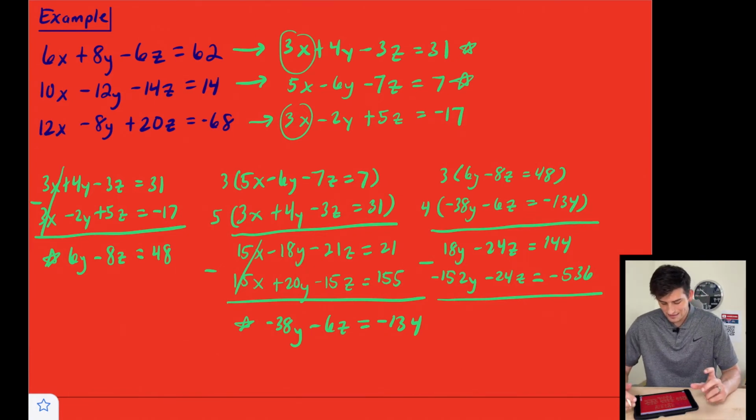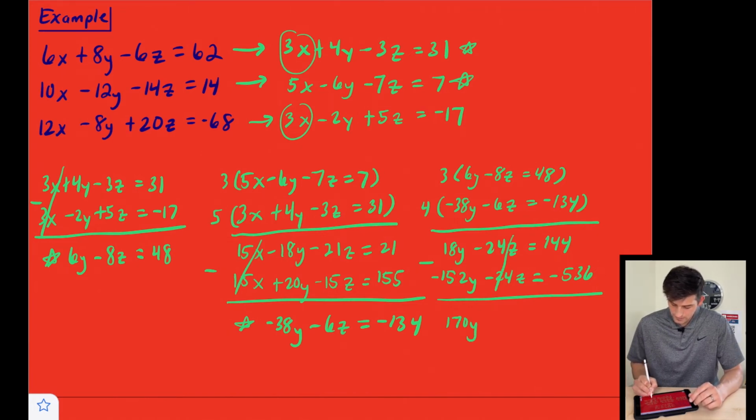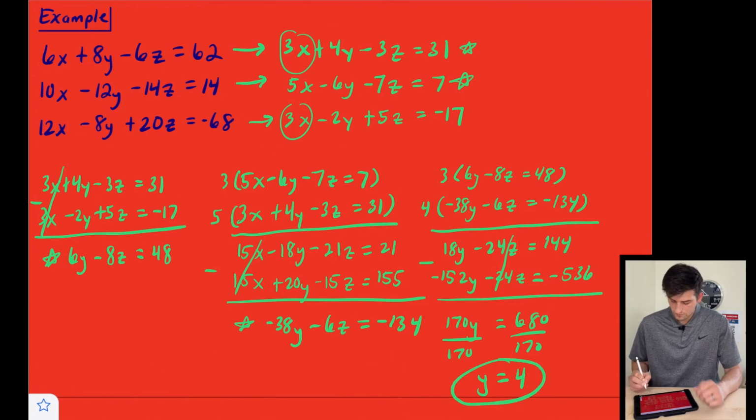And now since we have the same z coefficients, we can subtract these. And so we have 18y minus negative 152y. So that's going to give me 170y. My z's will cancel. And we have 144 minus negative 536. So once again, we can add those. And that's going to give me 536 plus 144, 680. And now we can go ahead and divide by 170. And that's going to give us our y. So divide by 170. And we get a y value of 4. Okay, so all of that work to get a third of our answer. But the good news is the majority of our work is over.